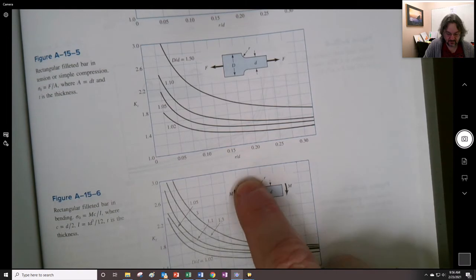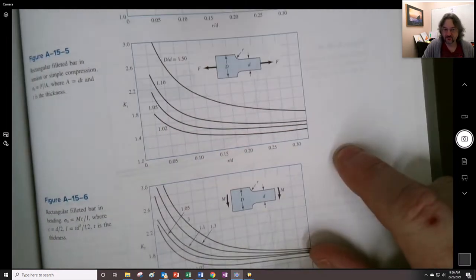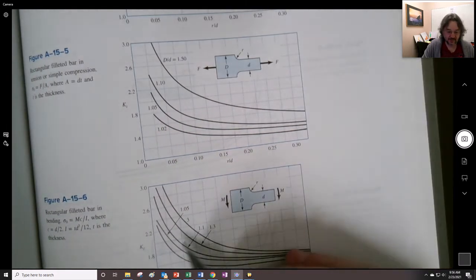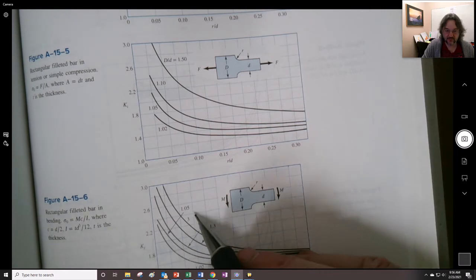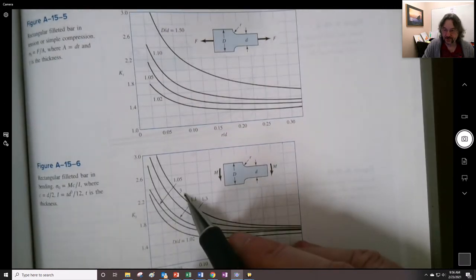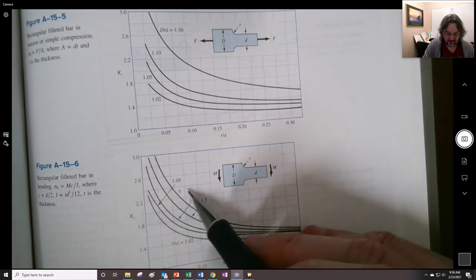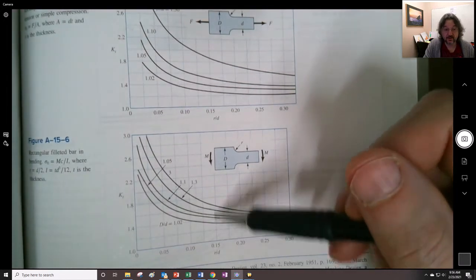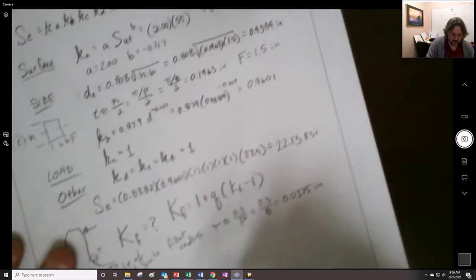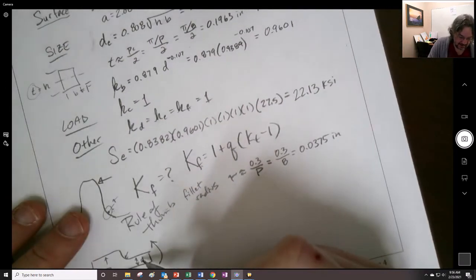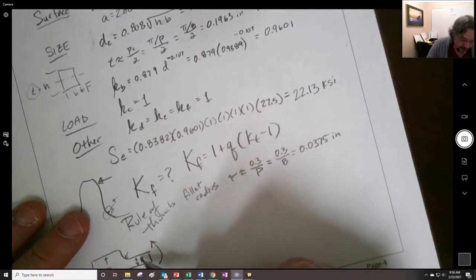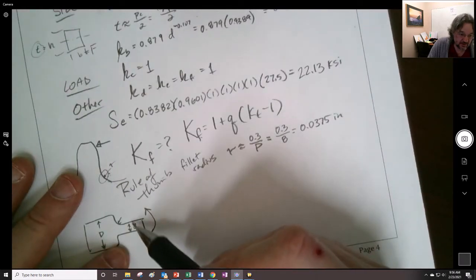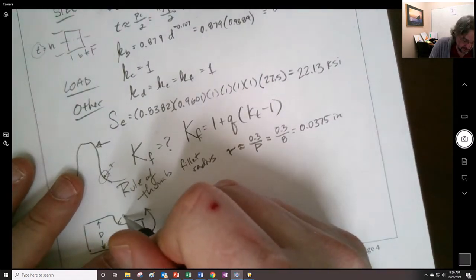But this big D is really, really large. So what we decide to use is we're just going to use the best information available. We're going to use a ratio of D to d of 3. And then we're going to use our r over d ratio right here to find a KT from that. Once again, here is going to be the tooth thickness, and here is the radius, right?